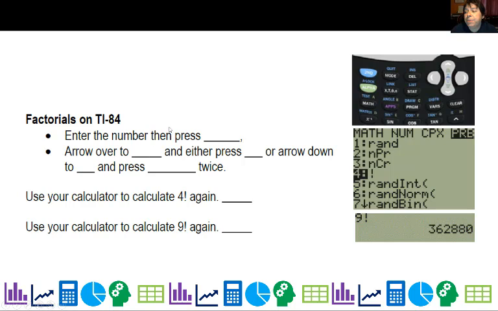First, you enter the number. In this case, I have the number 9. And then you press math right here. Okay. Then you arrow over to PRB right there. And then you arrow down and either press 4, or you arrow down to this line and then press enter twice if you arrow down. All right. So if we did the calculator and did 4 factorial on it, we would get 24. And you can see here I have 9 factorial and I got the same number, 362,880.